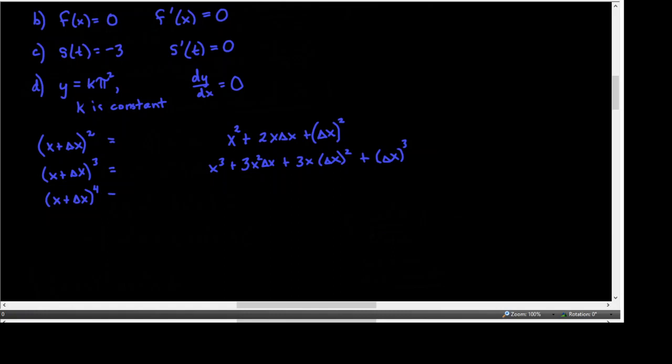And then x plus delta x to the fourth is x to the fourth plus 4x cubed delta x plus 6x squared delta x squared plus 4x delta x cubed plus delta x to the fourth.